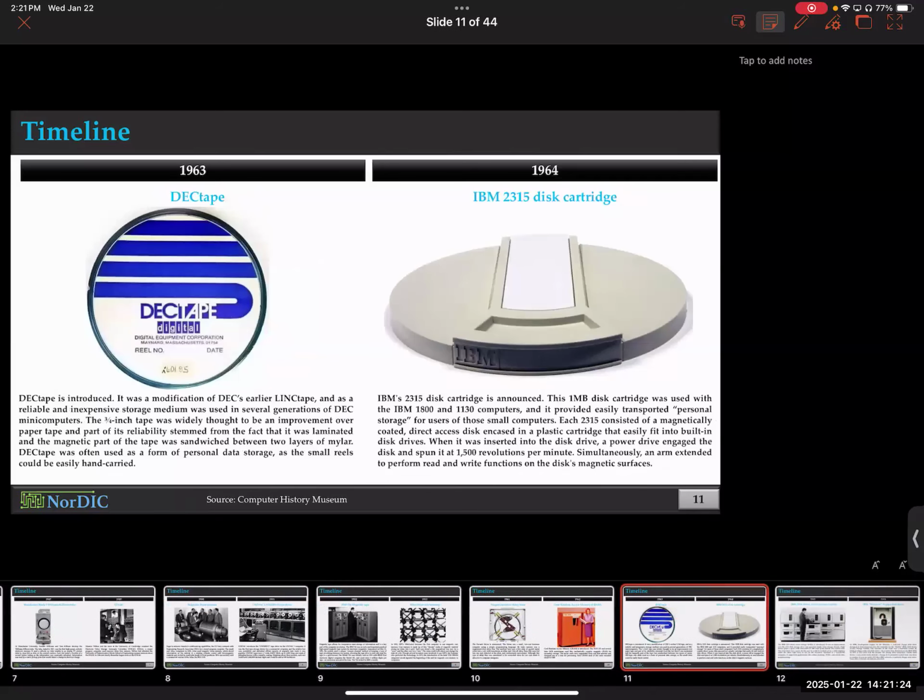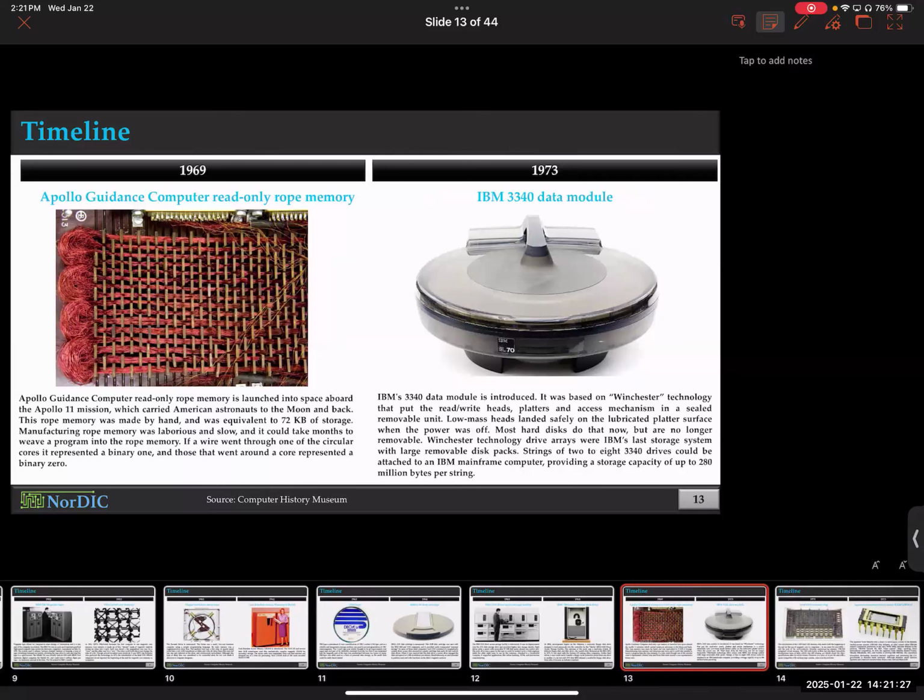I want to highlight one or a few. Maybe this one. This is a very famous memory system because it was used for the Apollo mission that took us to the moon. The storage capability of this guy was a kilobyte, just 1 kilobyte.